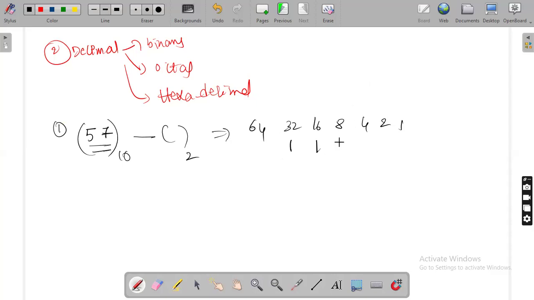What is the nearest number to 9? 8. And how much left? In 9 you spent 8. How much left? 1 is left. So what is the nearest number to 1? 1 itself. So remaining all are zeros.